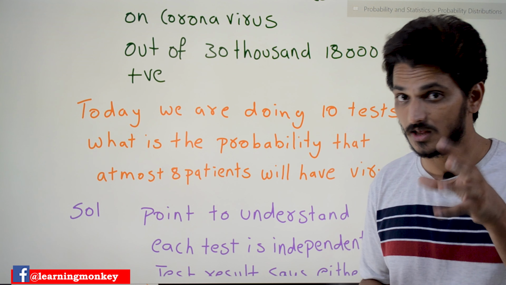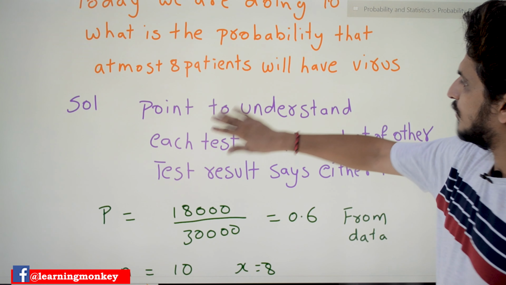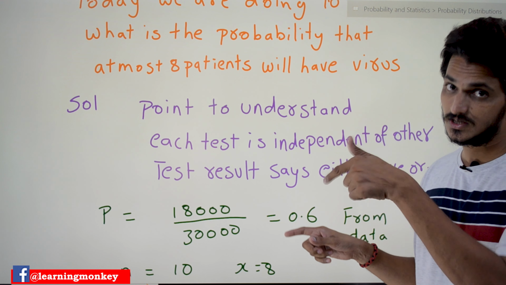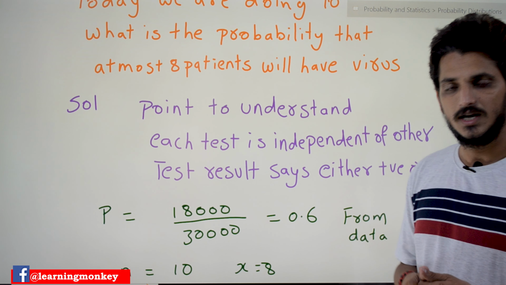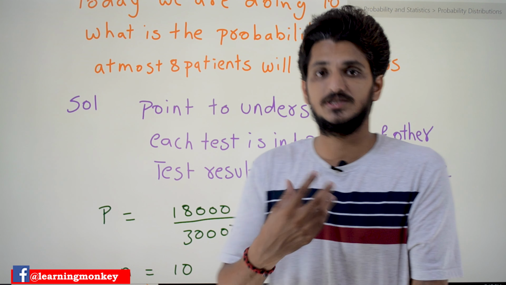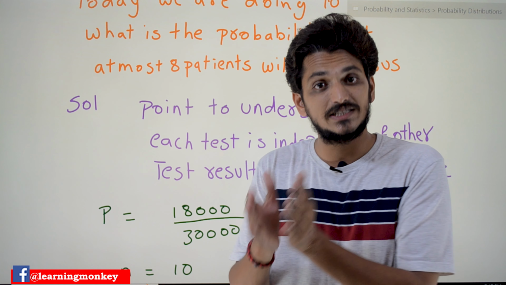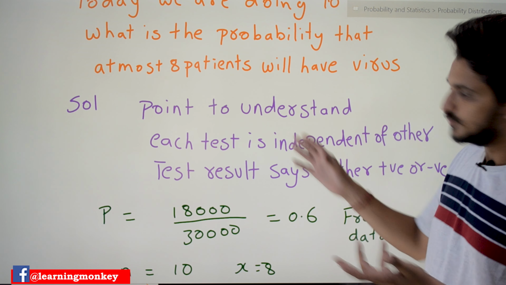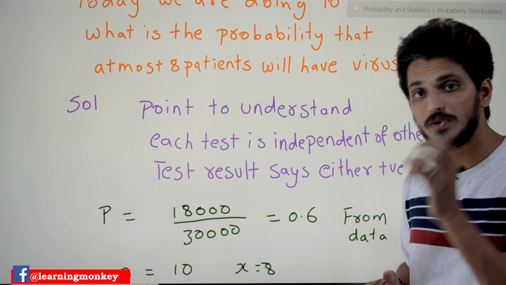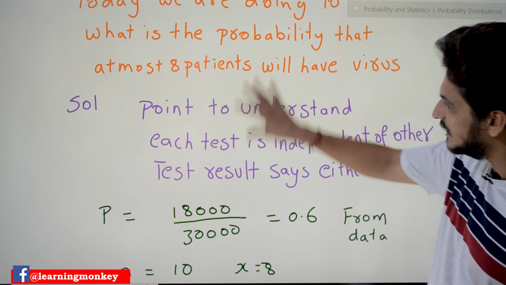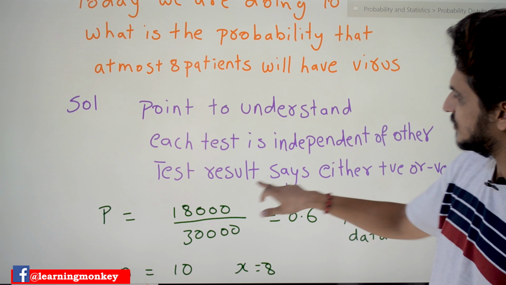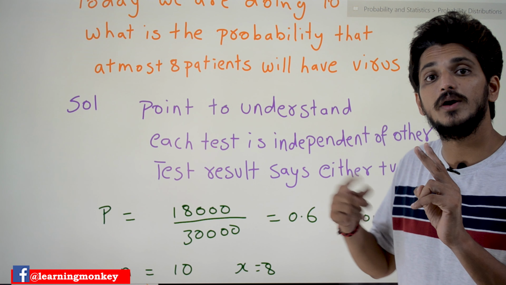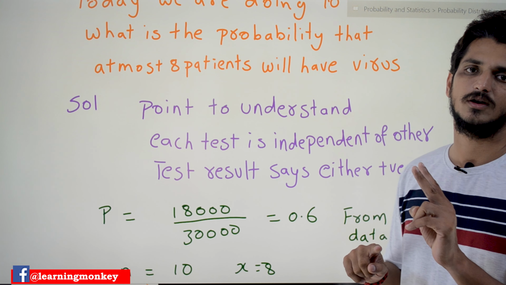Not only that, you have to check the remaining conditions also. The point to understand is that each test is independent of the others. These are the conditions we discussed in our last class. Yes, testing you is independent of testing me. So each test is independent of the other tests. That is what binomial distribution says: each experiment should be independent of the other. Yes, here it is independent. The next point is that the test result is either positive or negative, which means only 2 values. It is a Bernoulli test, success or failure.